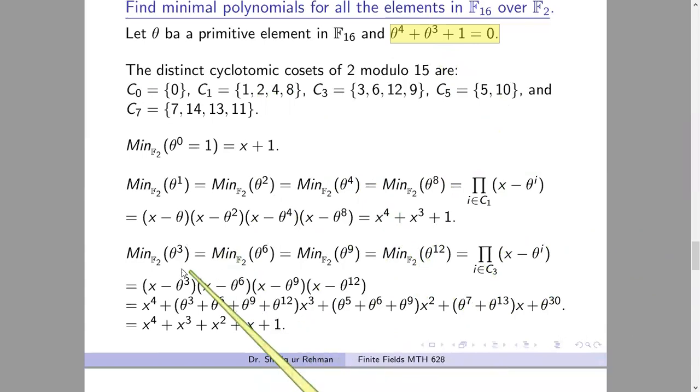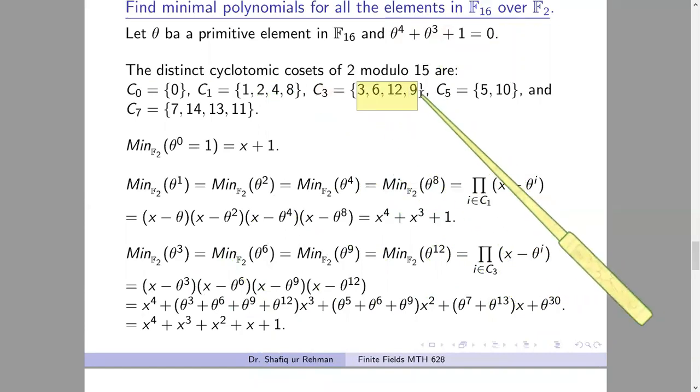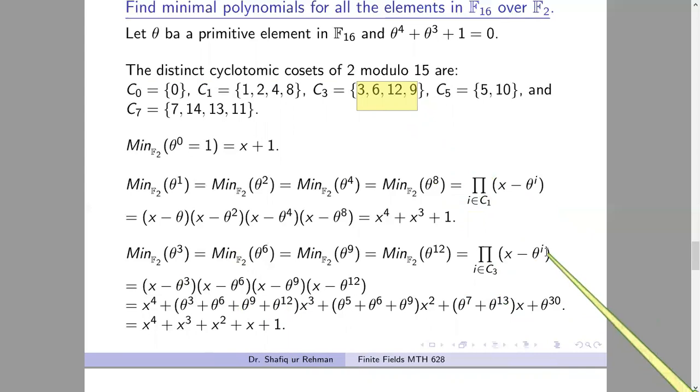Next step is important. Now we find the other coset, that is C3, and these 4 elements surely will have the same minimal polynomial given by this formula: product over I belonging to C3 of x minus theta power I. And after multiplying we get x power 4 plus this sum into x cube plus this sum into x square and this sum into x and theta power 30.